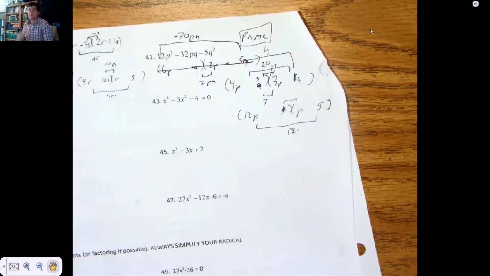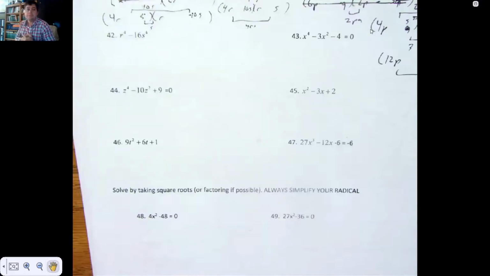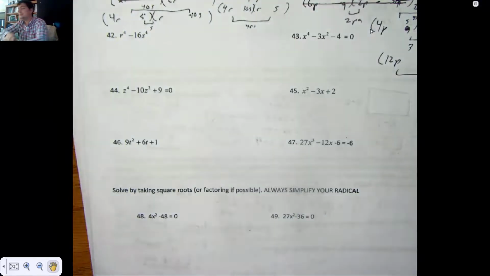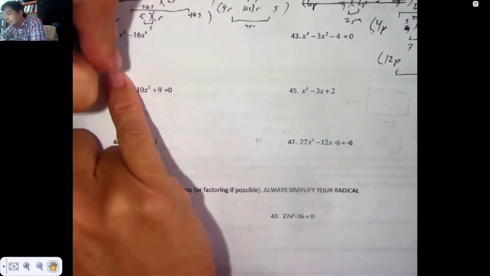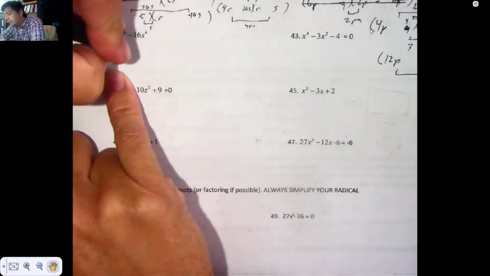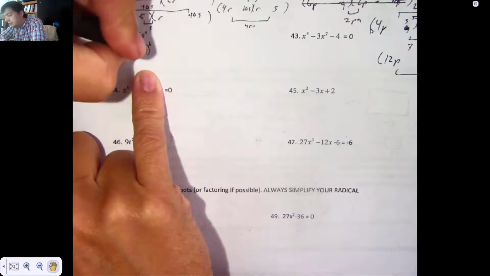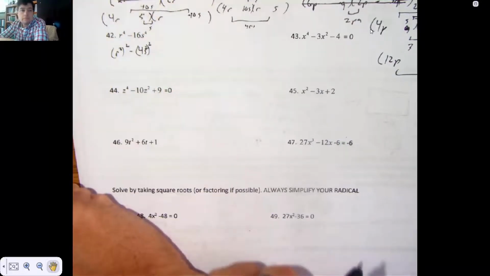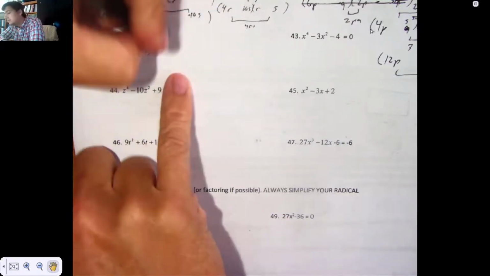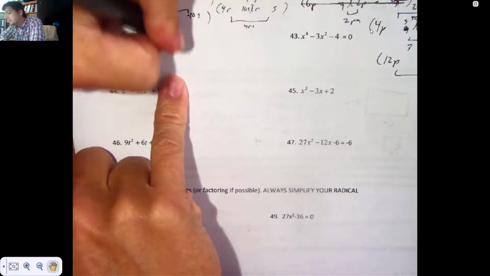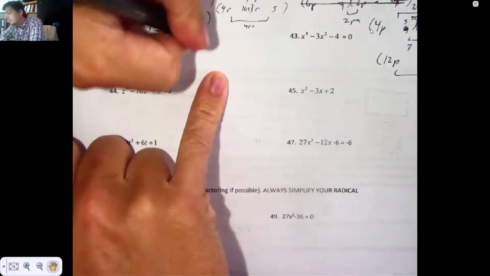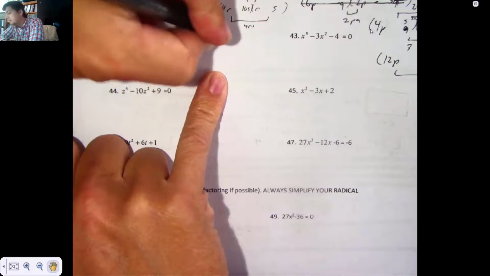2 primes in a row. 42. Difference of two squares. 42 is an r squared squared minus a 4s squared squared. All right. The difference of two squares pattern, by the way, is a squared minus b squared equals a minus b times a plus b.